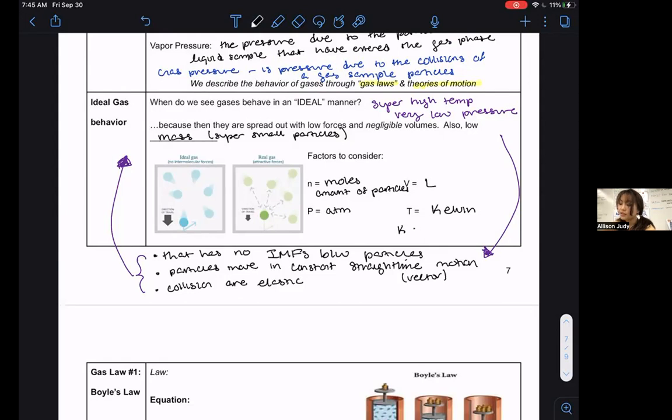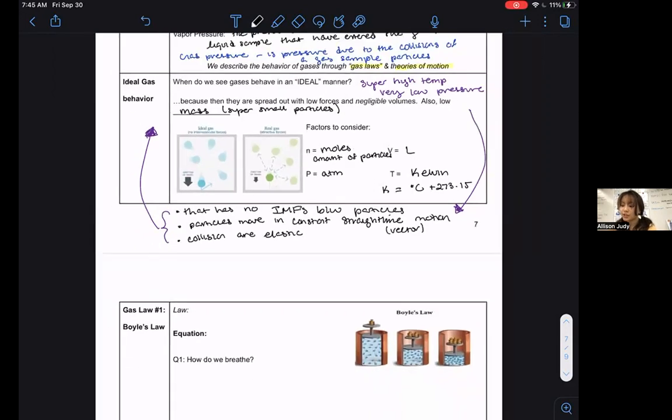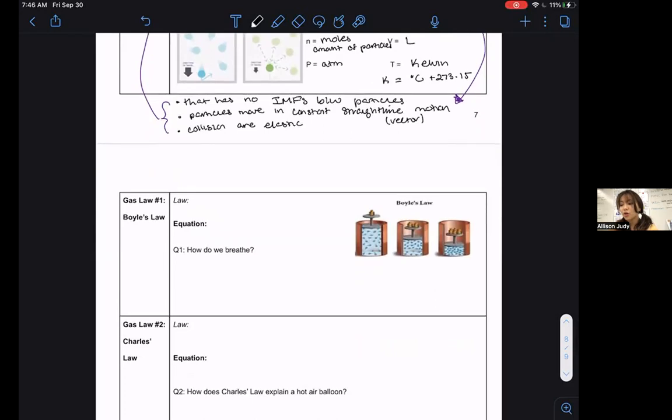To go from Celsius to Kelvin, you do the degree Celsius plus 273.15, and that gives you the value of temperature in Kelvin. So let's break it down into three individual gas laws that relate two of these variables at a time. And then I'm going to give you a combined gas law that includes all four of these variables, known as the ideal gas law. So the first two-variable relationship we're going to explore is known as Boyle's law. And by the way, all these laws are named after the scientists who discovered them.